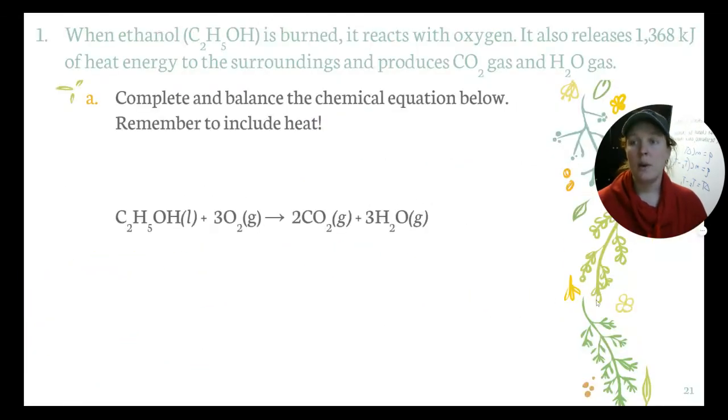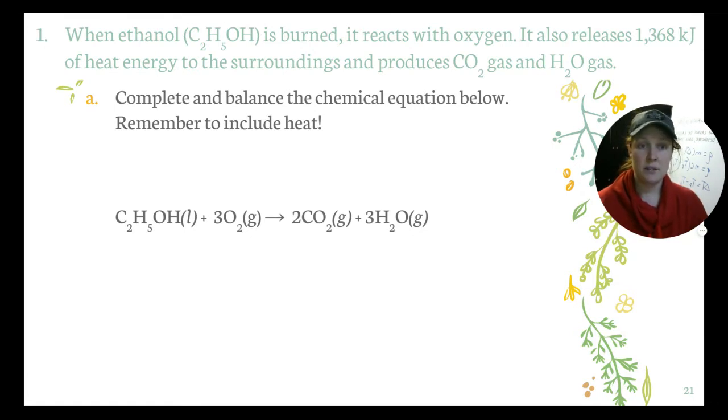So let's go ahead and give this a shot. Question 1. When ethanol is burned, it reacts with oxygen. It also releases 1,368 kilojoules of heat energy to the surroundings and produces CO2 gas and H2O gas. Okay, so I need to complete and balance the chemical equation below. Remember to include heat. Well, the nice thing about this, guys, is that my chemical equation is already balanced, and you really will not have to worry about balancing chemical equations because we already assessed you on that in Unit 7. So the focus here is incorporating that heat value.